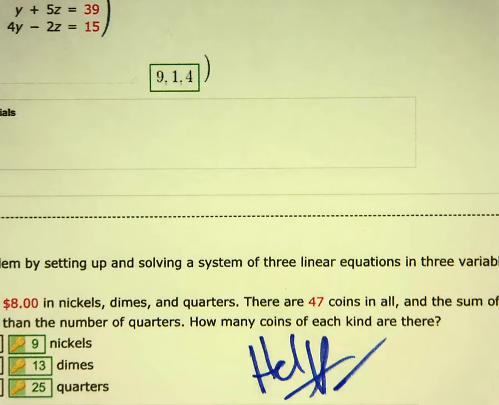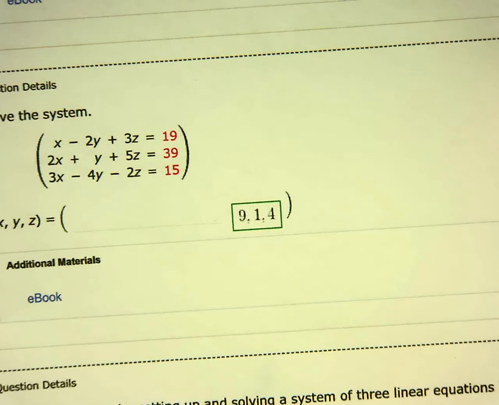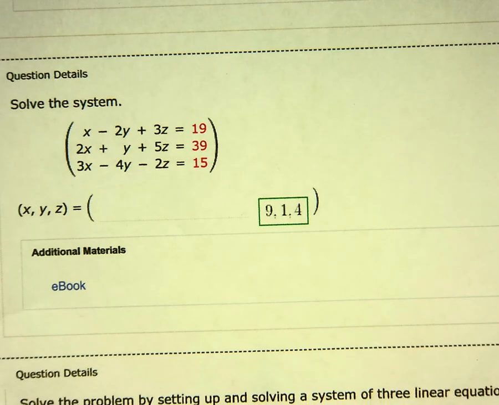So let me zoom in if I can. Alright, there we go. So I had to write notes to myself like help, meaning that I have to use my calculator for the additional parts. So just ignore that. But for this one, this is also another one that has help on it. We're going to rewrite it matrix style. So pay close attention to where I'm getting the numbers from. So you may see for that first row, I have 1, negative 2, 3, and 19. Second row is 2, 1, 5, 39. Third row is 3, negative 4, negative 2, and 15. We already know that our answer for X, Y, and Z is going to be 9, 1, and 4.